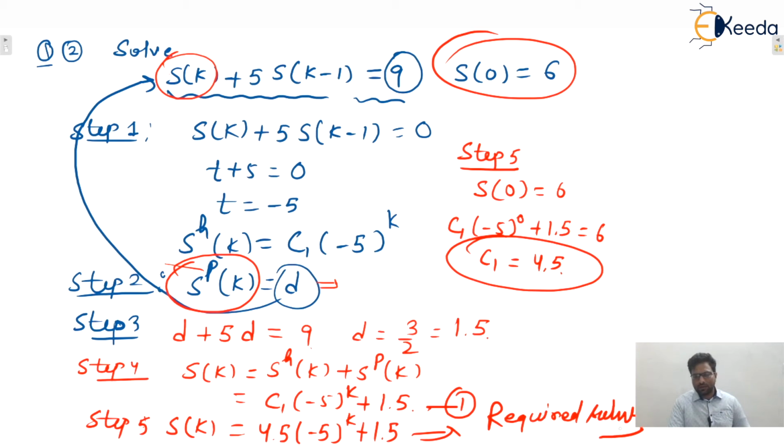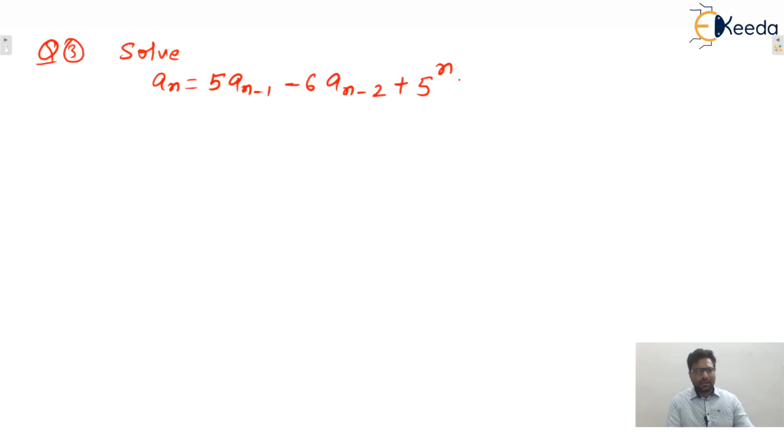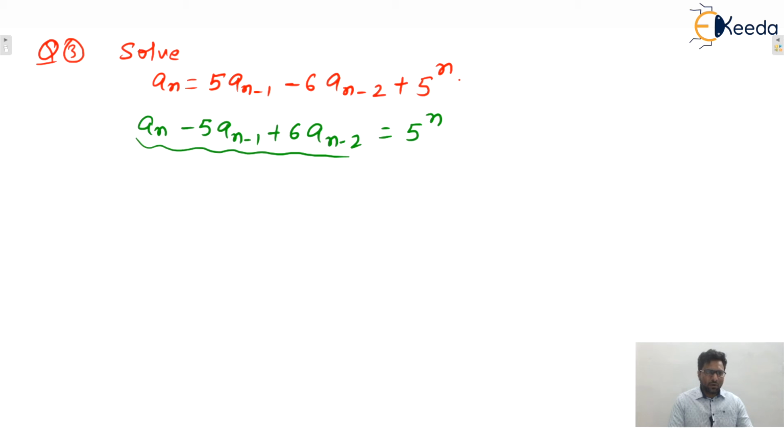I hope this one is clear to everyone, isn't it? Okay. So write one more question based on this one only, nothing else. Let's say solve a n equals to 5 a n minus 1 minus 6 a n minus 2 plus 5 raised to power n. That is given to you. So this can be written like that, a n minus 5 a n minus 1 plus 6 a n minus 2 equals to 5 raised to power n. Now we can see this one is inhomogeneous, and the right hand side is also a power function.